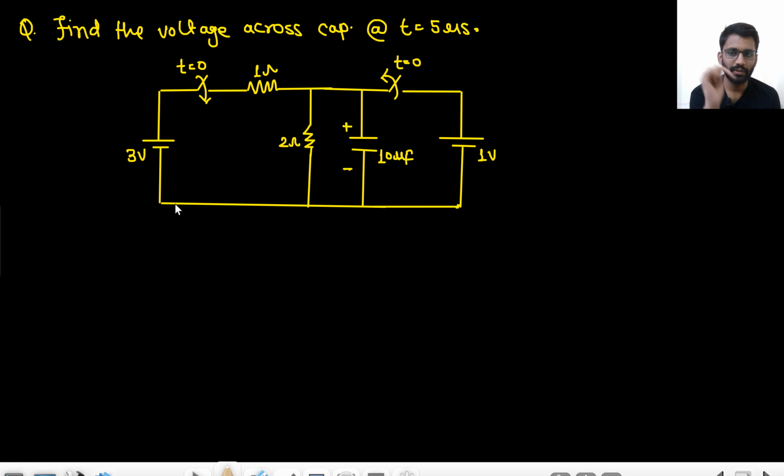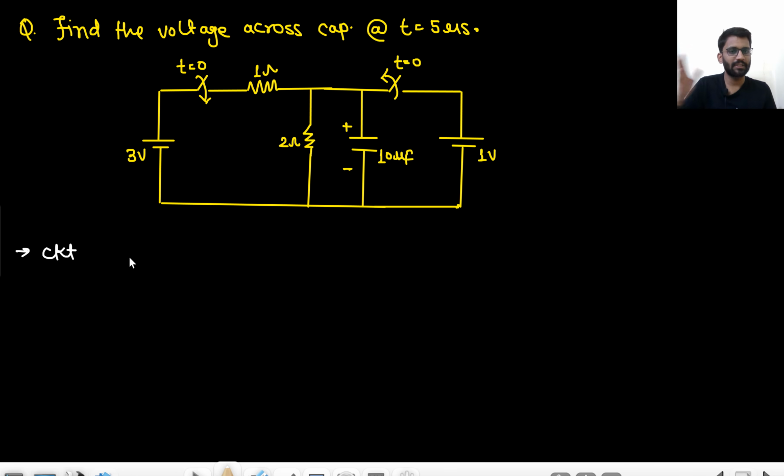Okay, this switch is closed at t equals 0, this switch was opened at t equals 0. So that means this switch was closed for t less than 0. So let's make the circuit for t less than 0. While solving a numerical problem, always see the switch condition. Always start from t less than 0. That means always start from t equals minus infinity.